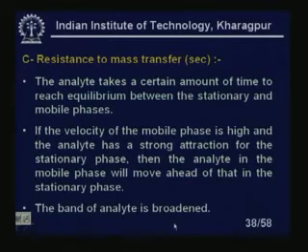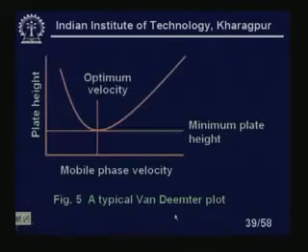The band of analyte is broadened again. So you see here a typical Van Deemter plot. The minimum plate height is like this one. Assuming the plate height is like this, the optimum velocity will give you this point, which will make the minimum plate height.